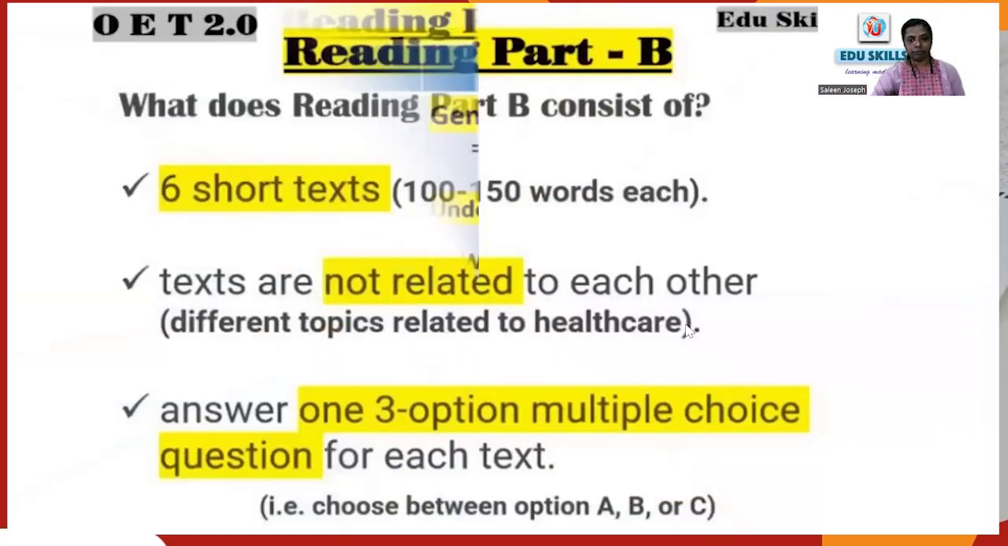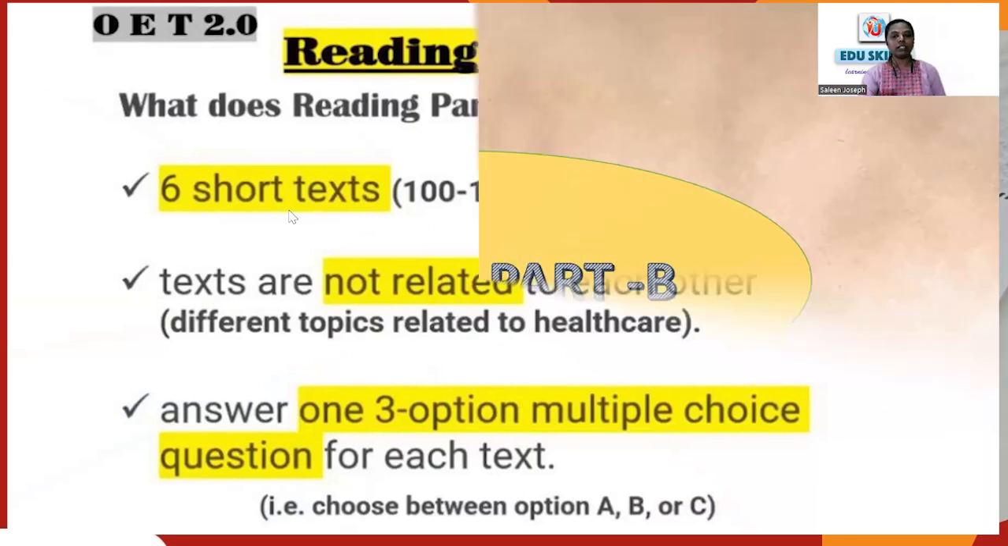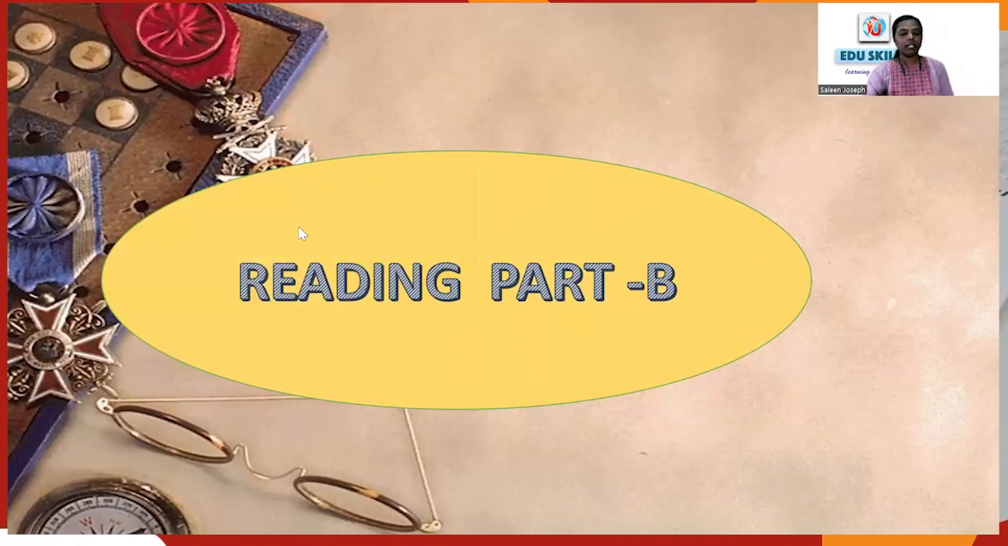Next, again, the same thing. The 6 texts, as I told earlier, are 100 to 150 words, and the texts are mostly not related to each other. Okay, there are different topics. I hope you had a slight introduction to Reading Part B. So shall we move on to do one Reading Part B?